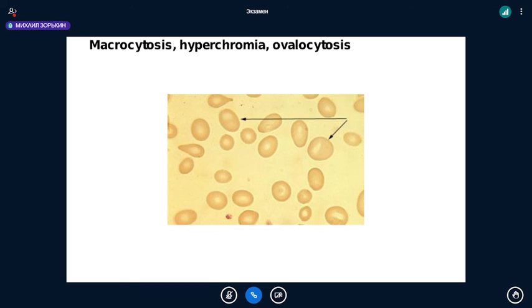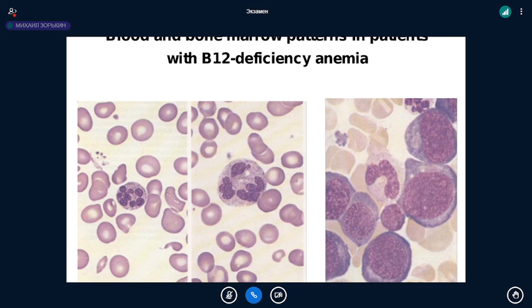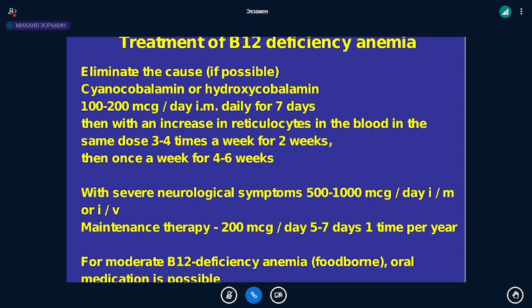Here they are. Macrocytosis, hyperchromia, ovalocytosis. Blood and bone marrow patterns in the patient with B12 deficiency. On the right, we can see the megaloblastic type of erythropoiesis in the bone marrow. That's it. Megaloblasts with the immature nucleus. The treatment.